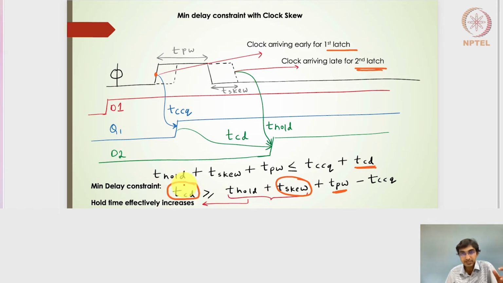TCD parameter is much more constrained because my TCD value has to necessarily be greater, right? And then it goes closer to that of the TPD of the combinatorial circuits, right? So in that sense, we will have much more constraints in the pulse latch designs. So hope this is clear.